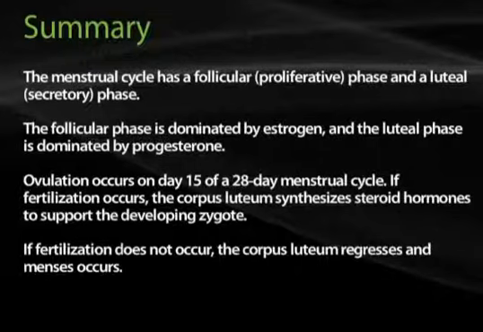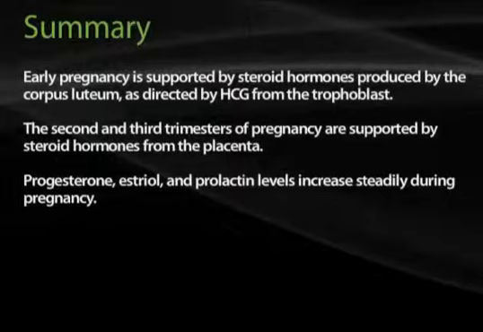Early pregnancy is supported by steroid hormones produced by the corpus luteum, and is directed by HCG from the trophoblast. The second and third trimesters of pregnancy are supported by steroid hormones from the placenta. Progesterone, estradiol, and prolactin levels increase steadily during pregnancy, in contrast to levels of HCG, which decline after the first trimester.